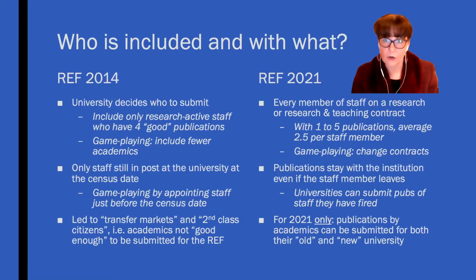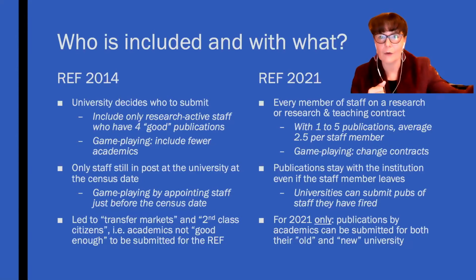And in this respect, the current REF is very different from the previous REF. And this is where a lot of junior academics who have been involved in the previous REF get confused because they haven't been fully briefed about what the differences are. In the previous REF, the university could decide to submit some people to the REF and not others. So they would submit only the researchers with the highest level of publications and only the researchers that had at least 4 what they thought were good publications. So there was a lot of game playing, with universities saying, we're not going to include you in the REF because that will decrease our average.